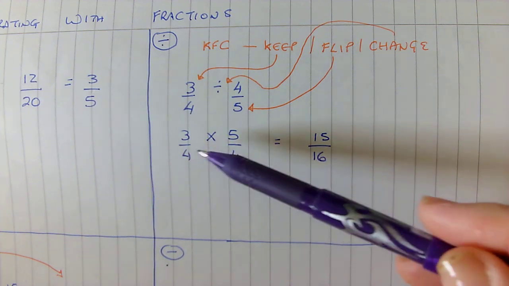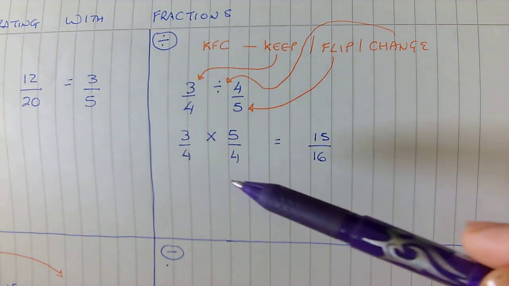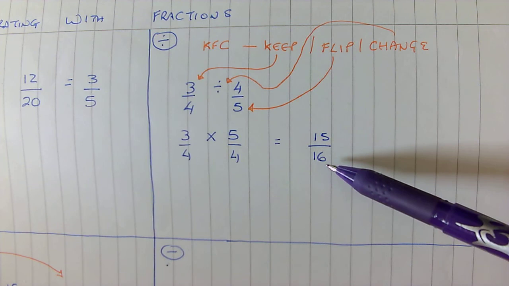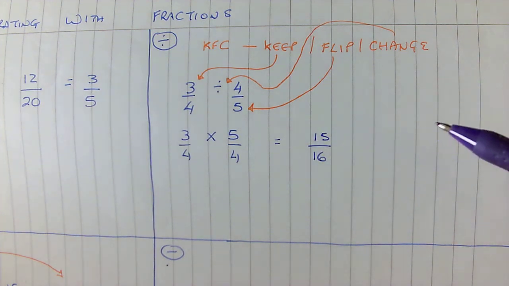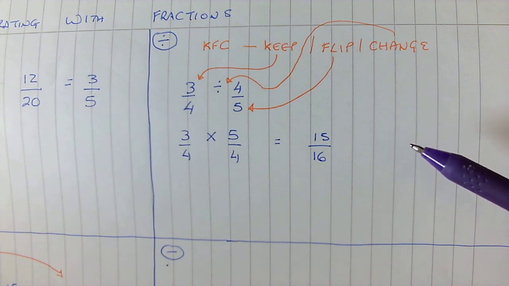And so we would say 3 5s are 15, 4 4s are 16, and looking at 15/16, it cannot be reduced or simplified, and so we would leave it at that.